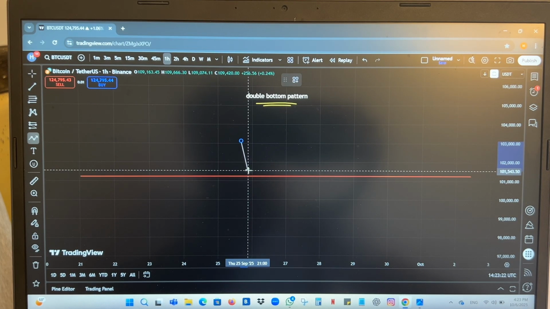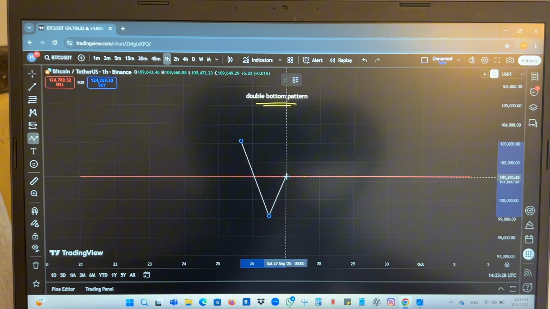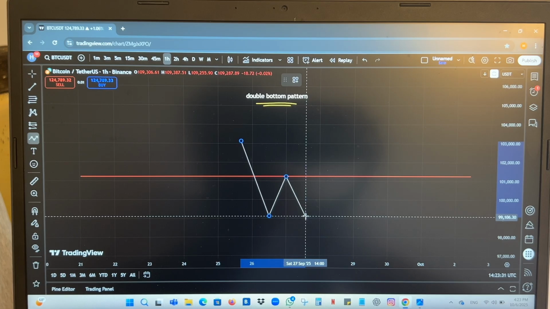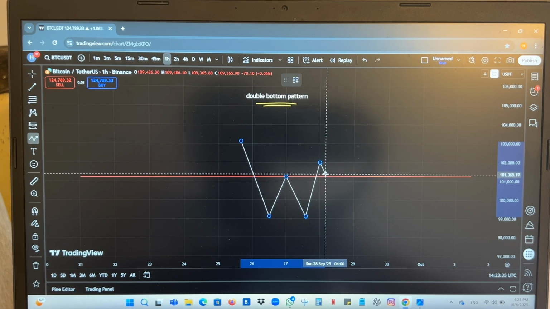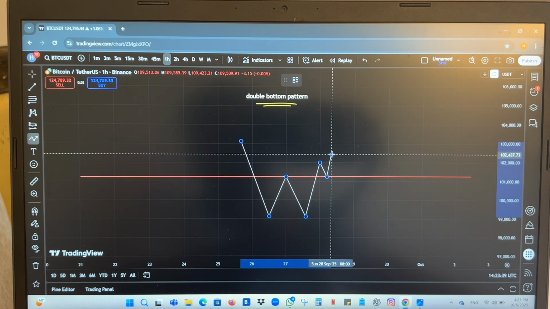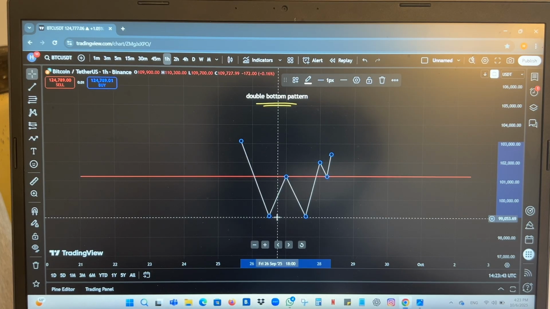Basically, initially it has to be in a downtrend, and then it makes equal lows, and then it breaks its neckline, then retests it, and then it goes in an uptrend. This is the first scenario.